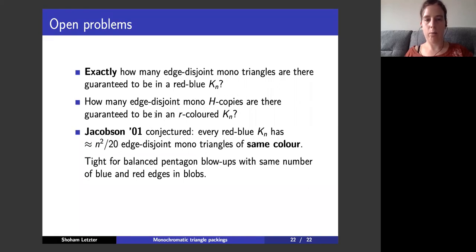So I guess our result tells me that I can do somewhat better than n squared over 24, but the conjecture is n squared over 20, and that should be tight. Well, that is tight for the balanced pentagon blowups that we have seen. Okay, so that's all. Thank you.